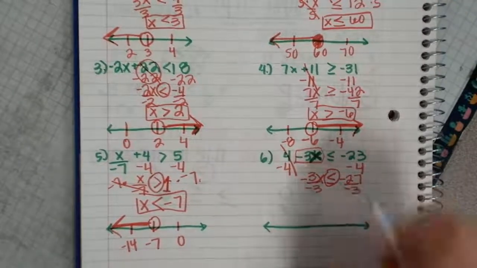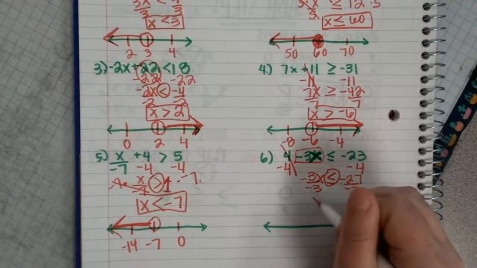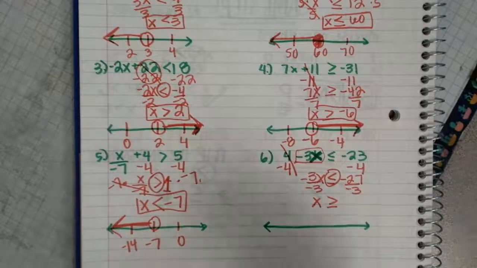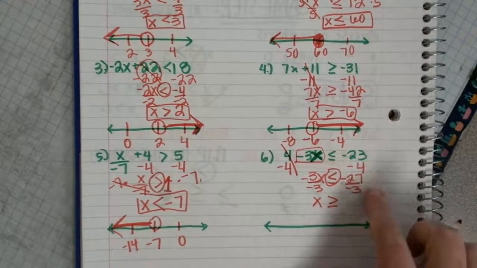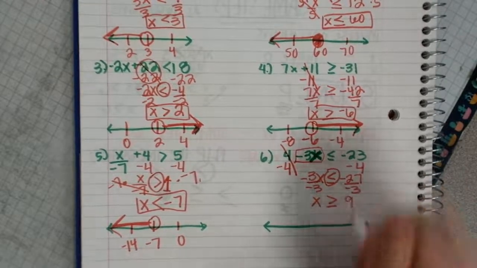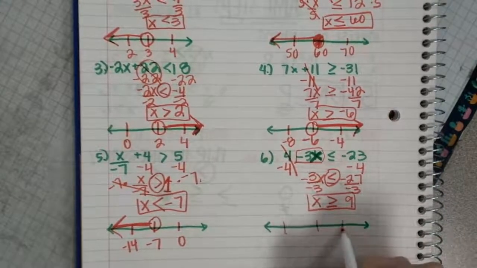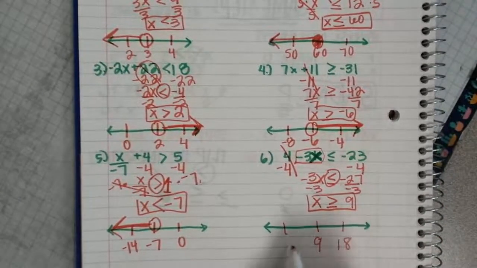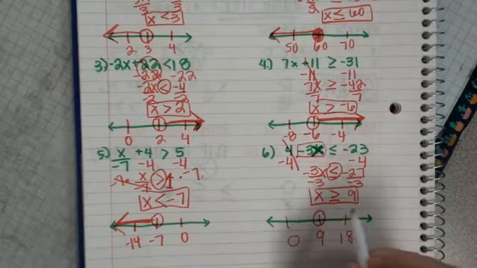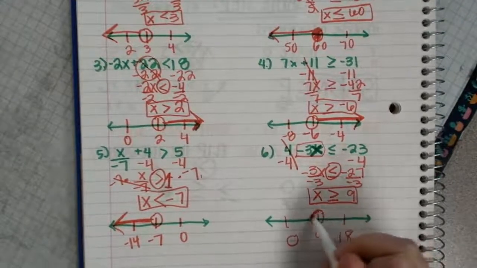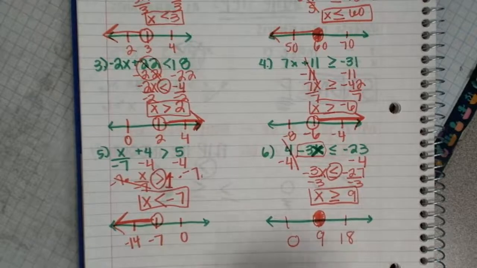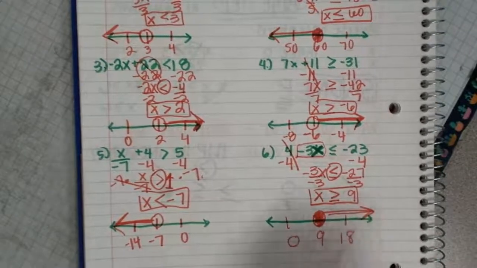Dividing by negative 3 on both sides. x is greater than or equal to, and then negative 27 divided by a negative 3 is going to switch this to a positive 9. Here's my 9. Let's do 18 and 0. This symbol says or equal to, so I'm going to color this guy in, and it's pointing to the right.